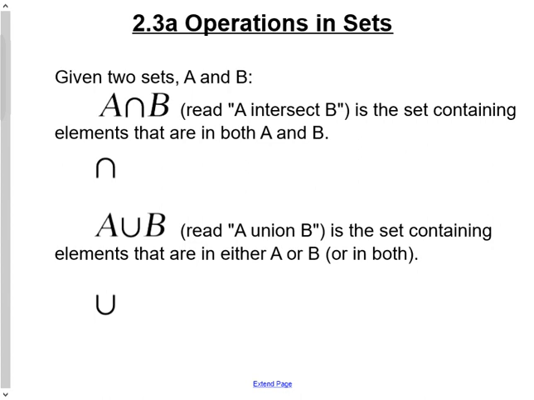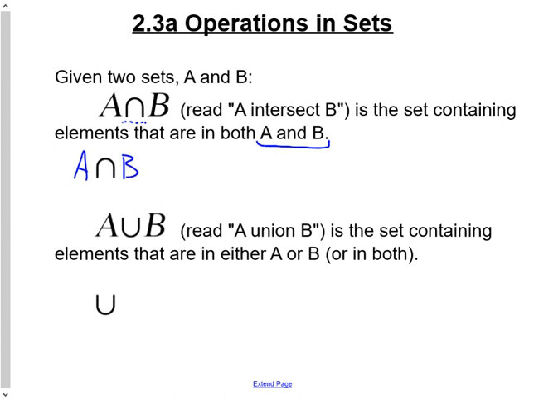So starting, given two sets A and B, we have A, and this symbol right here is for intersection. A intersect B is a set containing elements that are in both of those sets. So this is going to be A intersect B.